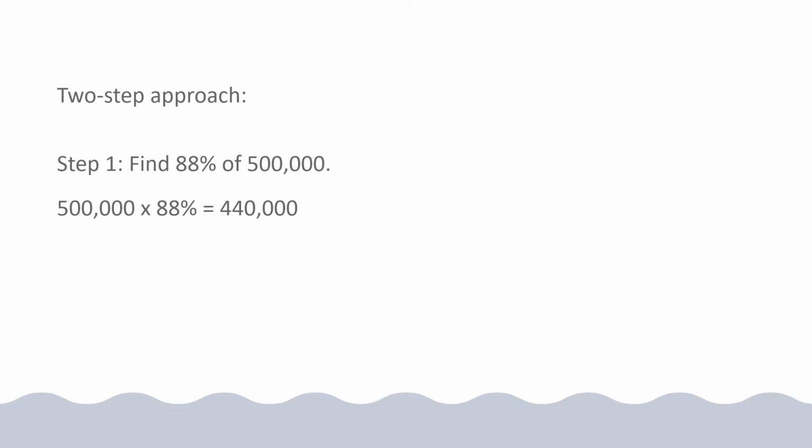The first way involves two steps. Since we know the house originally sold for $500,000 and that house prices have increased 88% since then, we first want to find out, well, what is 88% of 500,000? And you can do that by typing into your calculator exactly what is written here on the screen. 500,000 times 88%, and you should find that that is equal to 440,000. So this tells us that 440,000 is 88% of 500,000.